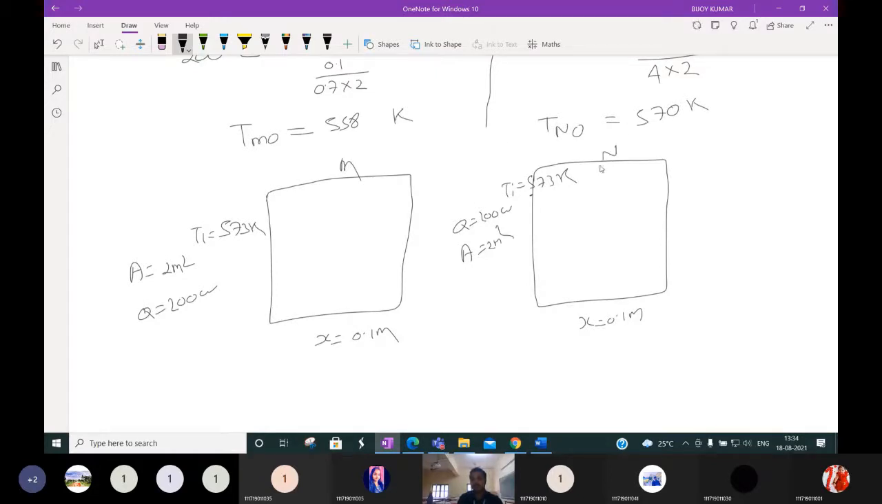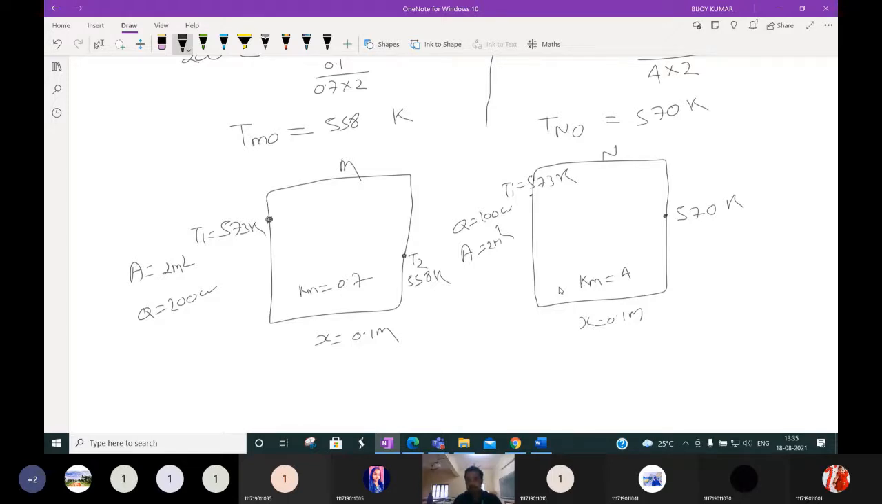Wall M, wall N. The only difference is the Km value, the thermal conductivity value, which is here 0.7 and here 4. In that case, what will be the T2 value? T2 value will be 558 here, and here T2 value will be 570. So what we observe is that under the same condition, we are changing only the K value between both walls, and we are comparing what the outside temperature will be.